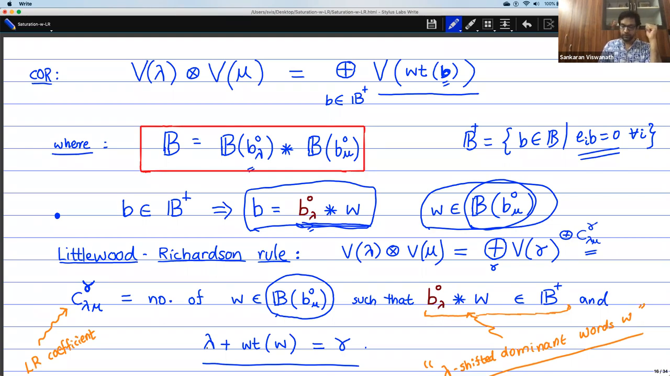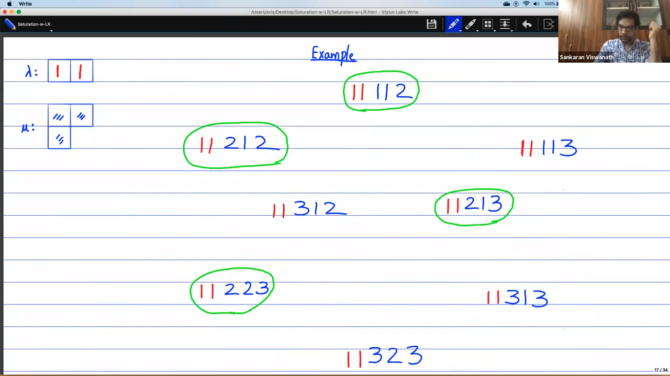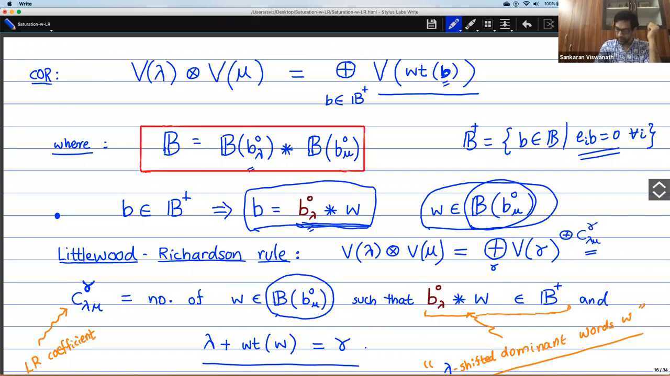And further, the number of ones, twos, threes in the concatenation is exactly the number of ones, twos, threes in gamma. Okay, so this condition here, saying that the word when concatenated from the left by lambda gives me an element of B plus. So sometimes we call these lambda shifted, or lambda dominant words W. Okay. So W itself is not dominant, but once you shift it by lambda, then it becomes dominant. So here's the same table from before.